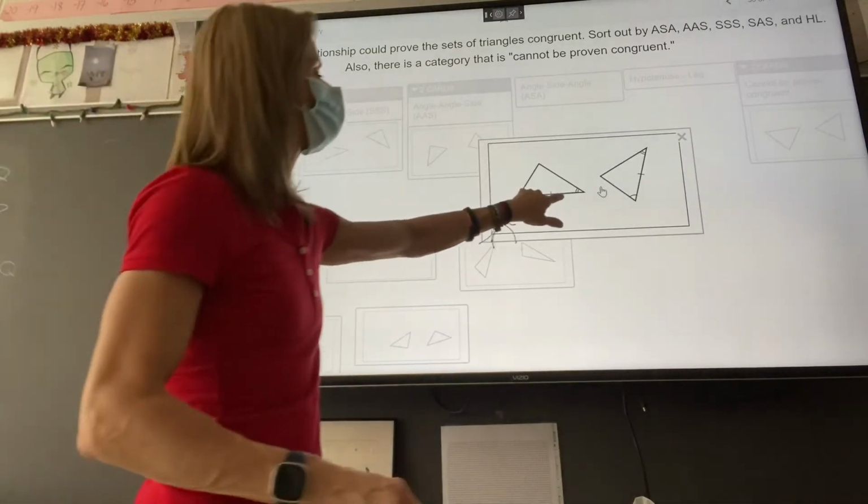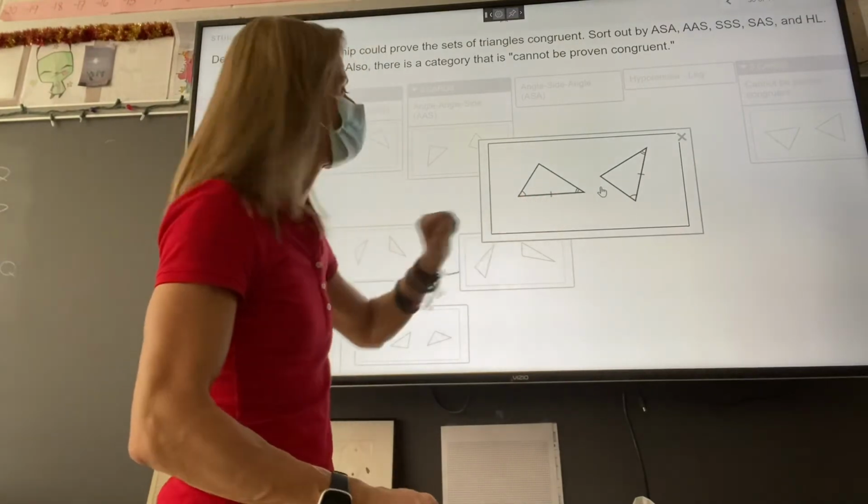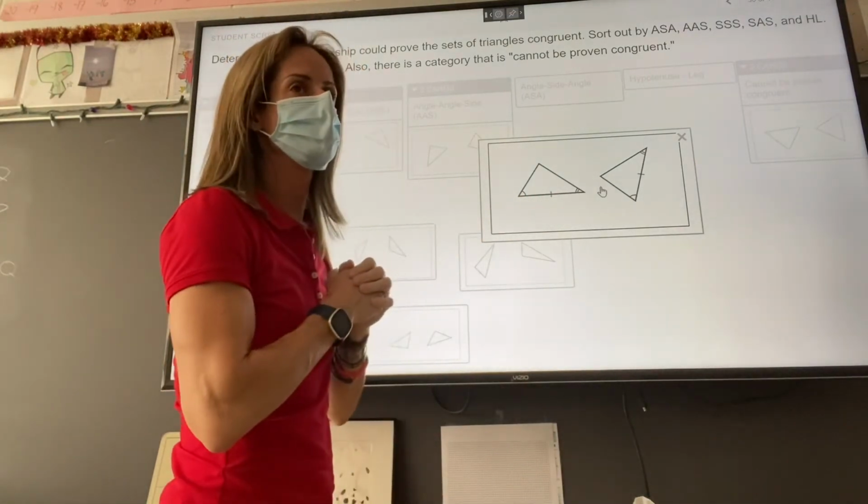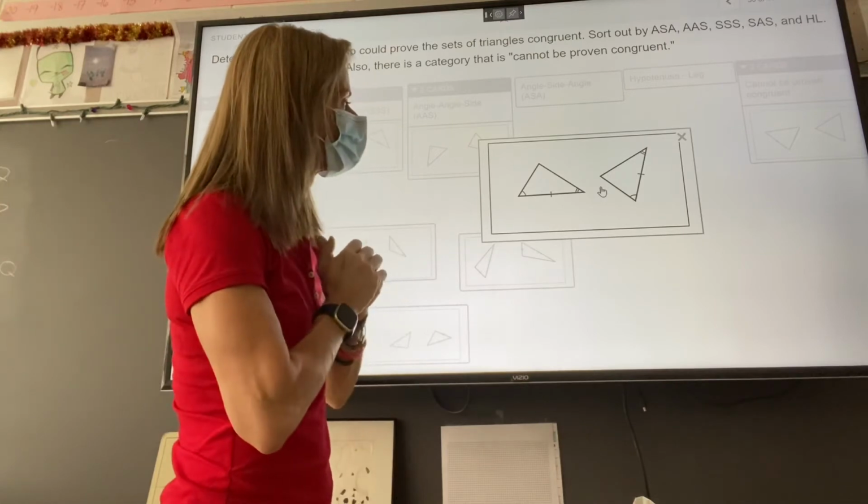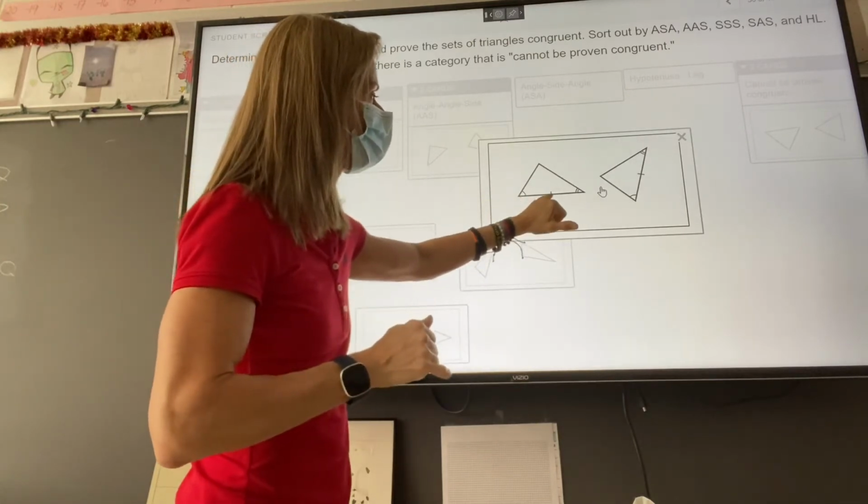We've got 2 angles and an included side now. So what's this one? Angle, side, angle.